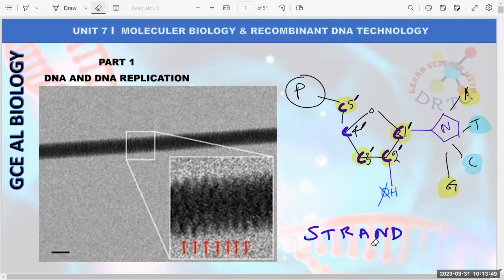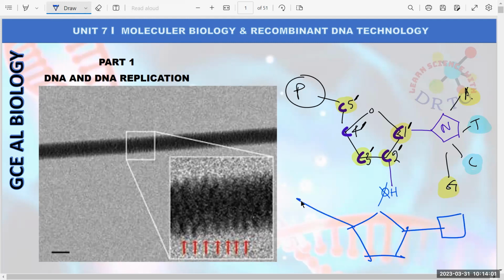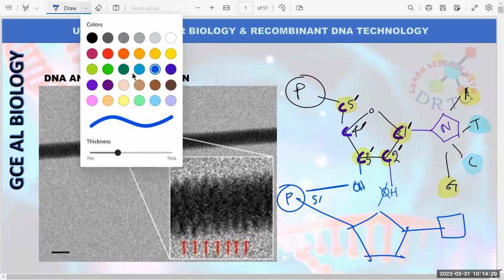So how does it work now? It works like this. In the next nucleotide, the phosphate group is attached to the 5 prime carbon. So this end is the 5 prime. And here there is an OH group. There is a reaction between this phosphate group and the OH group to make a bond.